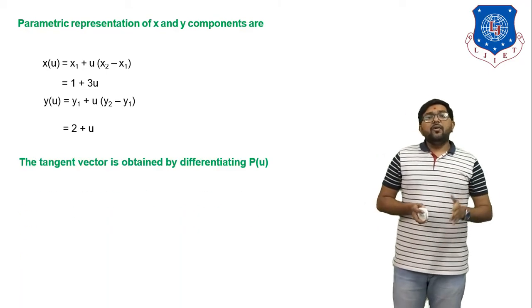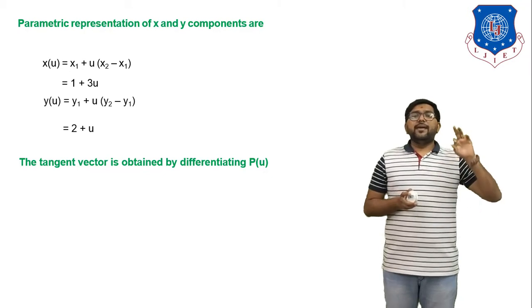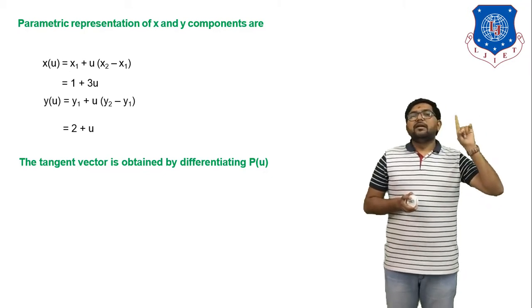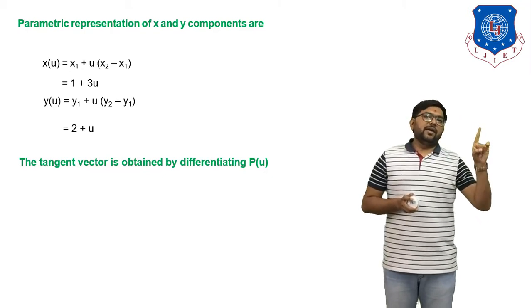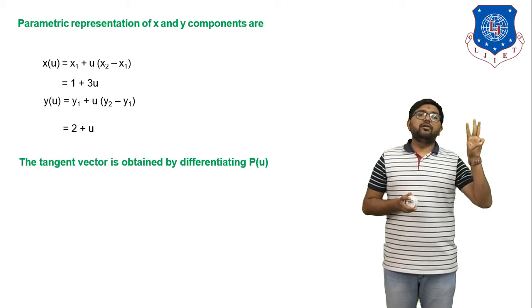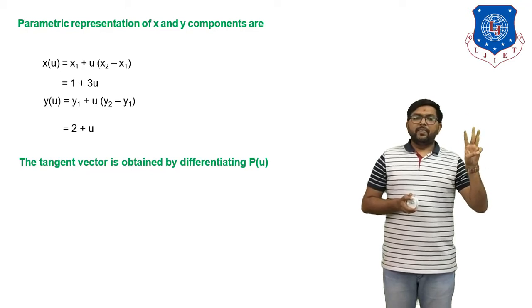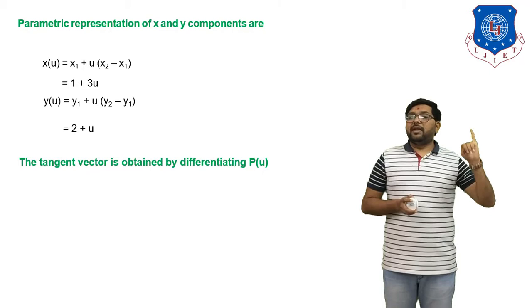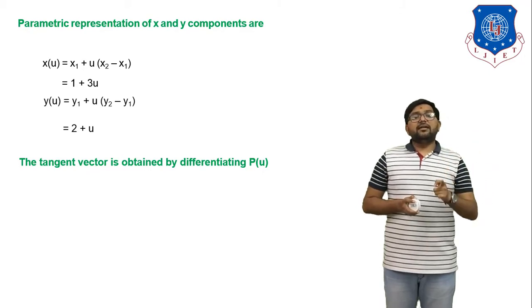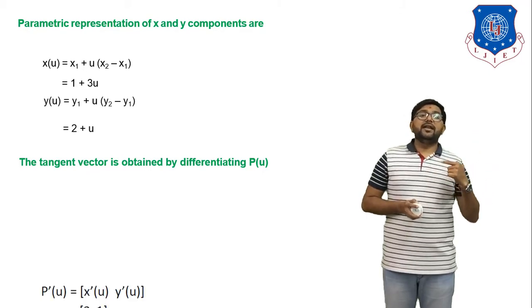Okay. Now in this numerical we have to find a total of 3 things. First one, the parametric equation of the line. Second one, the slope of the line, and third one, the tangent vector. Okay, so the tangent vector is obtained by differentiating p of u.